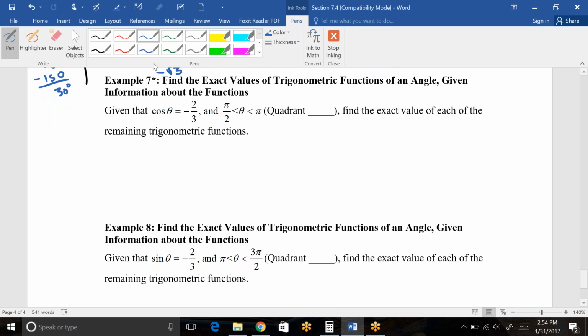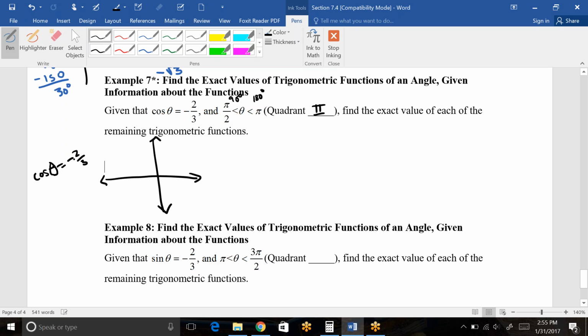All right, find the exact values of the trig functions of the angle given the information about the function. If cosine is negative, and your angle is between pi over 2 and pi, that's 90 degrees to 180, so that means you're in quadrant 2. Find the exact value of the remaining trig functions. So the way I like to do these is I like to draw a picture and draw the triangle in. So I have cosine of theta. And this may not be how they do it in the videos that are tied into my math lab, but this is how I do it.